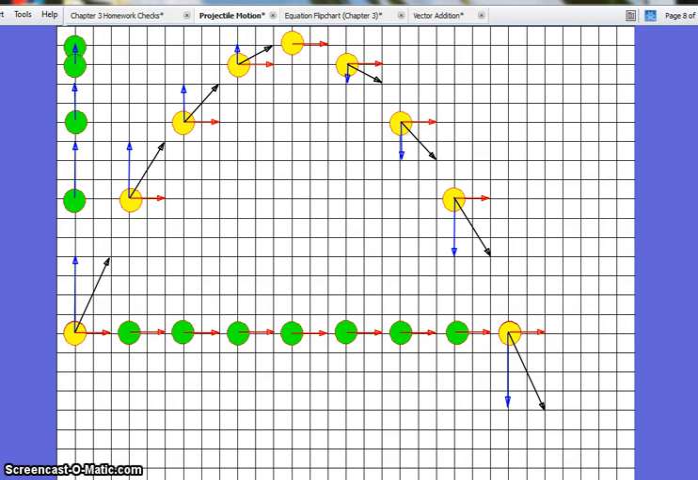This is the third and final tutorial on projectile motion. In this tutorial, we are launching things at an angle. And so what we can see is that it is symmetrical and still parabolic in nature.